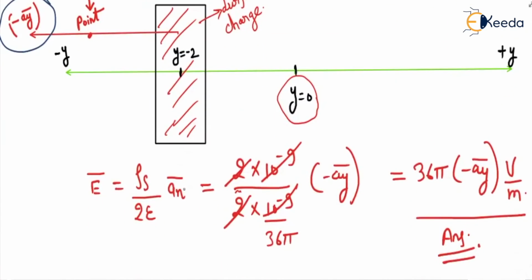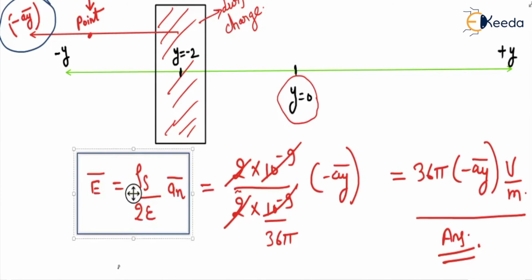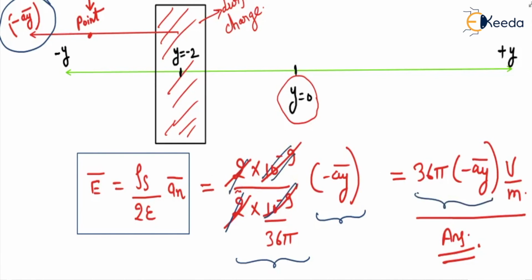So the electric field expression due to infinite surface charge is rho s upon 2 epsilon naught times the unit normal vector. Rho s is 2 nanocoulomb, so 2 into 10 to the power minus 9 divided by 2 into epsilon naught. Epsilon naught is 10 to the power minus 9 divided by 36 pi, and the direction is minus of ay. So this 2 and 2 will cancel, this 10 to the power minus 9 and 10 to the power minus 9 will cancel, and the answer is 36 pi times minus of ay volt per meter.